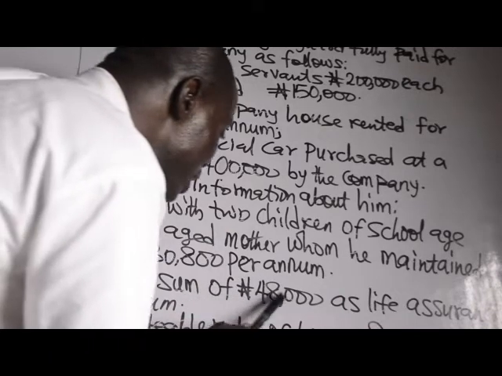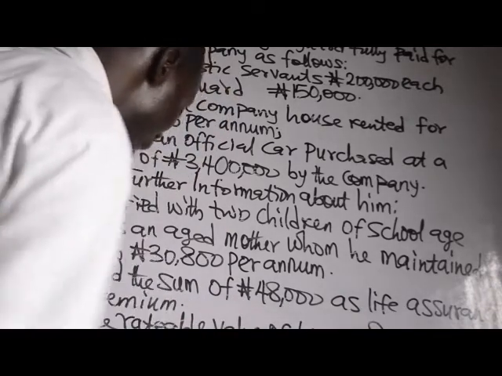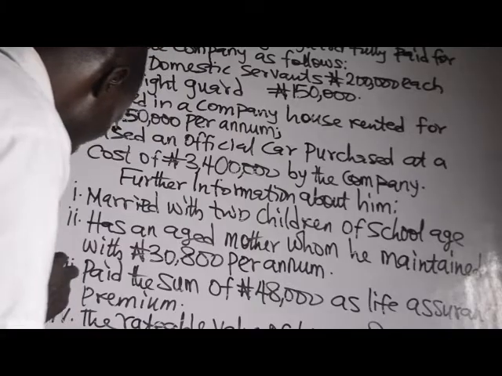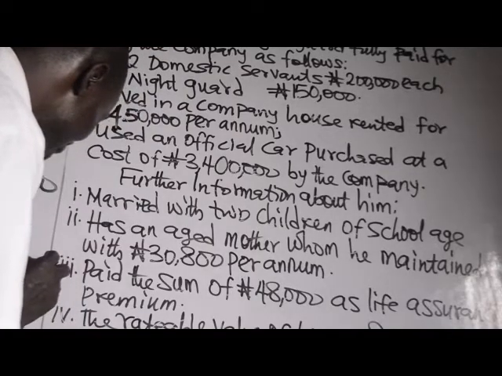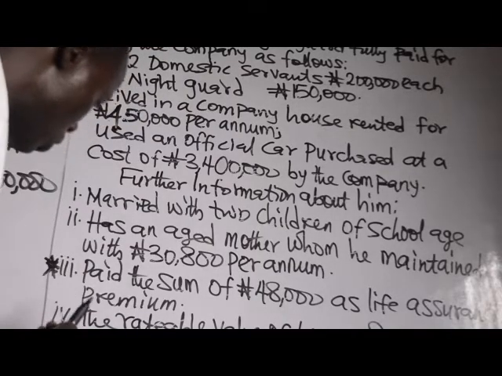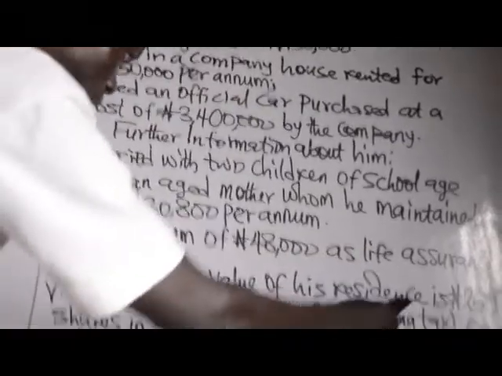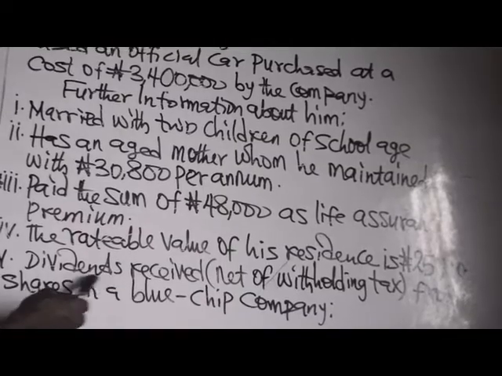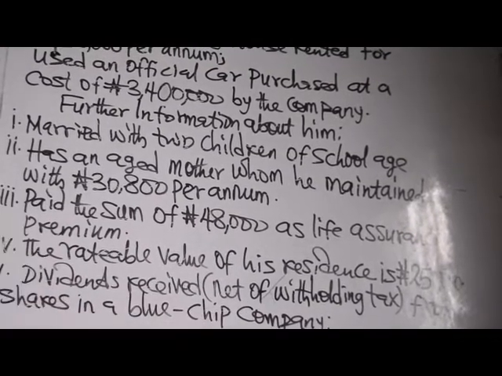He paid the sum of 48,000 naira as life assurance premium. This will be treated as exempt deductions, so it will be considered later. The rentable value of his residence, this has been considered. Dividend received, this is an unearned income.